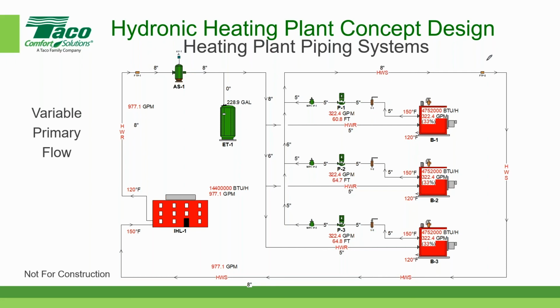If I divide that by 3, that's about 4,800,000. Yes, so each boiler is just under 4,800,000 BTUs per hour. Yeah, you would want to run the boilers almost at 100% of their capacity, not 33% for sure.